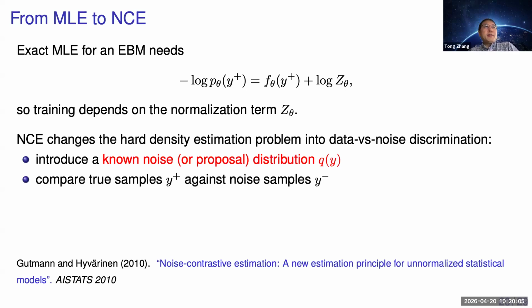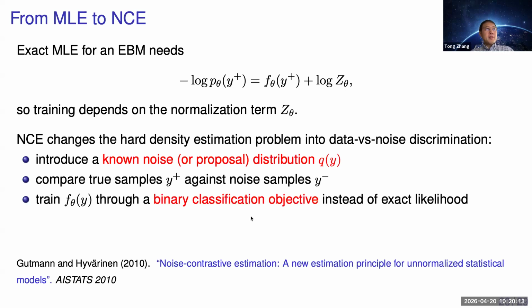Compare true samples against negative samples, and this one sample actually is coming from Q, right? So if you compare this guy, then train to a binary classification objective. So this is the key. Binary, you don't need normalization. And we will see how the normalization comes in this particular case. It's actually clever. You can think of it as a trick or whatever.